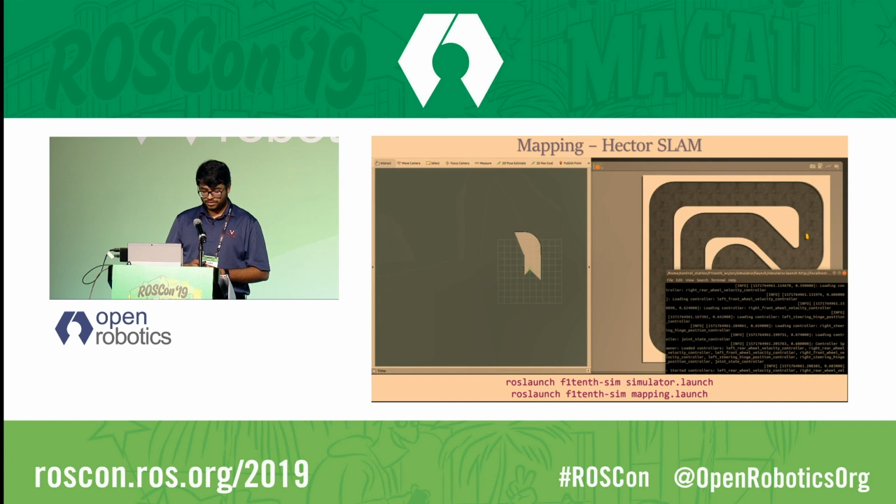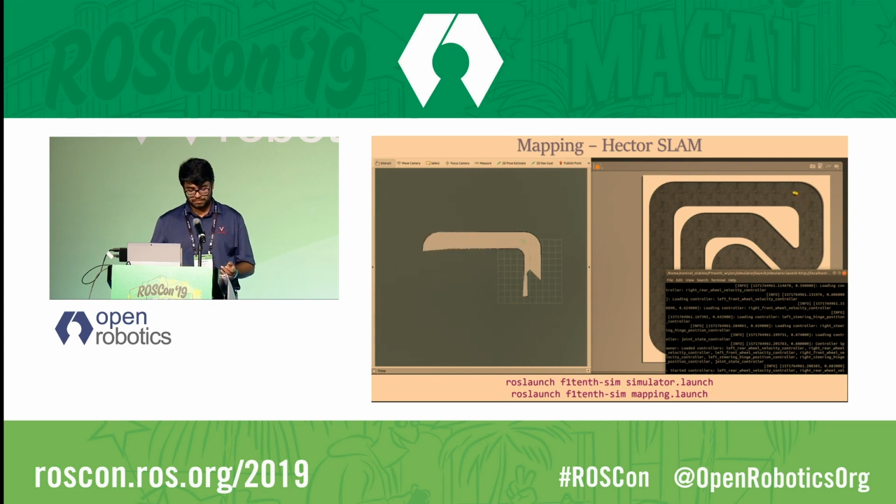The F110 simulator has been fully integrated to work with major ROS SLAM packages. The video on the screen shows Hector mapping in progress while the race car is being teleoperated. The commands at the bottom are all it takes to get this demo working on your local machine.